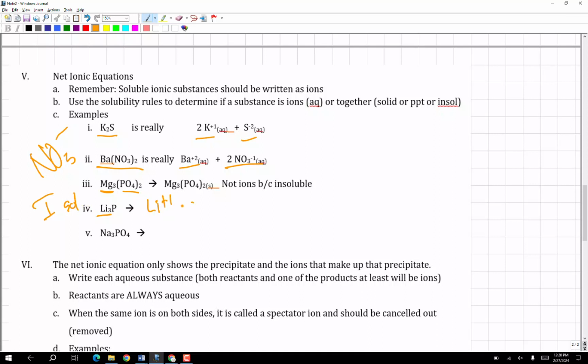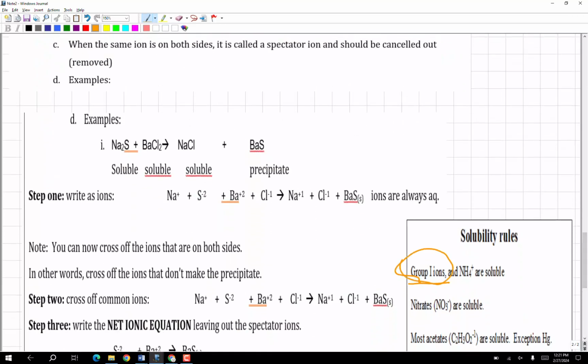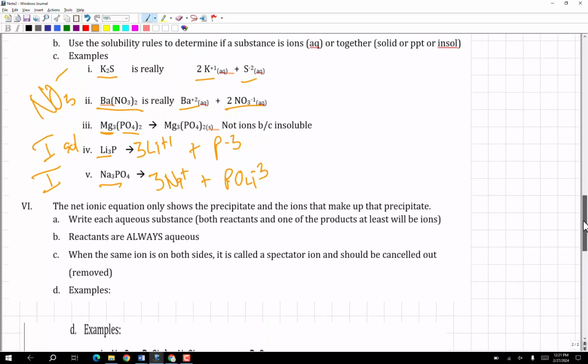Li plus 1 plus P negative 3. Balance the charge. Sodium is a group 1 ion. So that's going to be 3Na positive plus PO4 negative 3. Just want to show you that solubility rule again. Group 1 ions, anything in group 1 is always soluble.